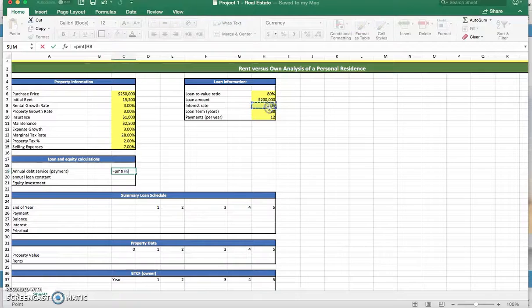And then I'm gonna do the annual debt service, which is gonna be the payment function, and then the interest rate divided by payments per year, and then the number of years, and you multiply that by the number of payments as well per year, and then the loan amount, and then you multiply all of that by -12.